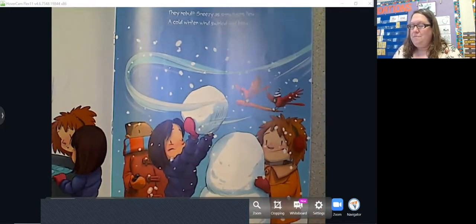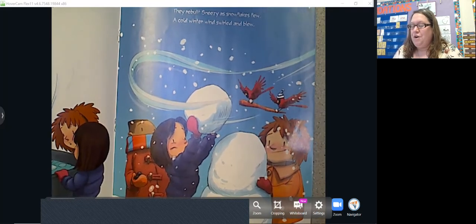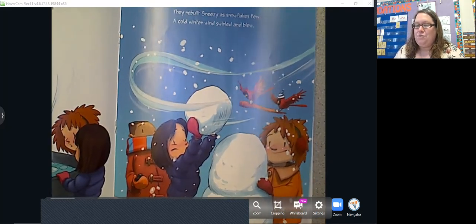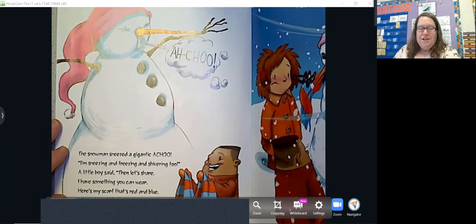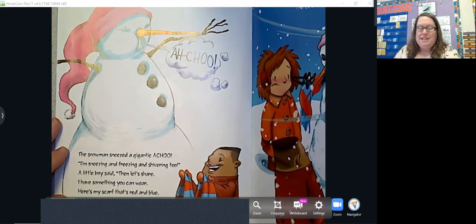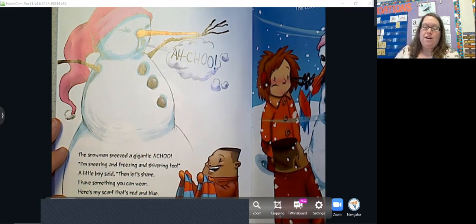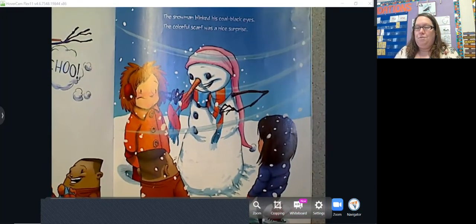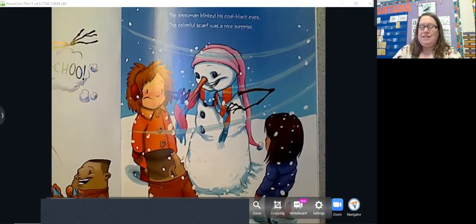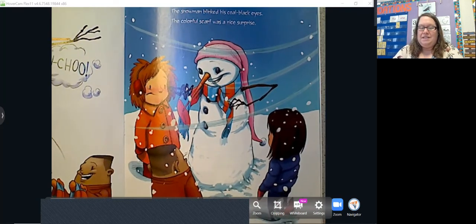So the children rebuilt Sneezy as snowflakes flew. A cold winter wind swirled and blew. The snowman sneezed a gigantic, choo! "I'm sneezing and freezing and shivering too," a little boy said. "Then let's share. I have something you can wear. Here's my scarf that's red and blue." The snowman blinked his coal black eyes. The colorful scarf was a nice surprise.